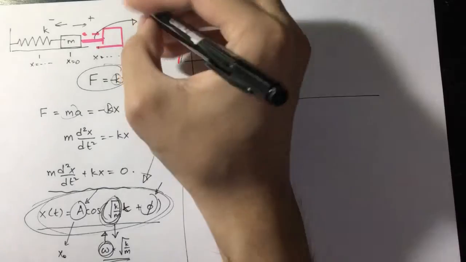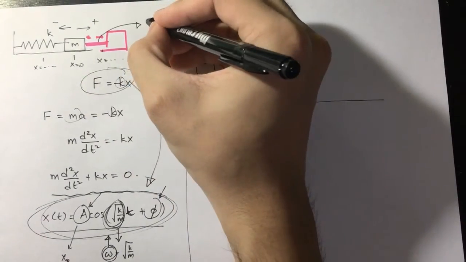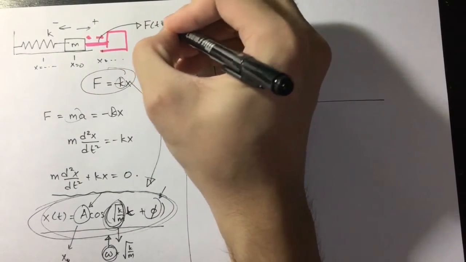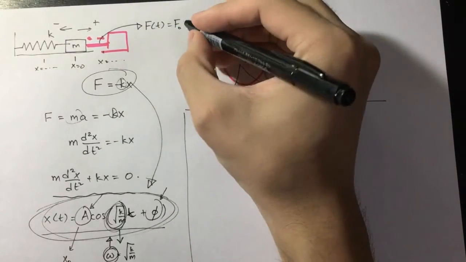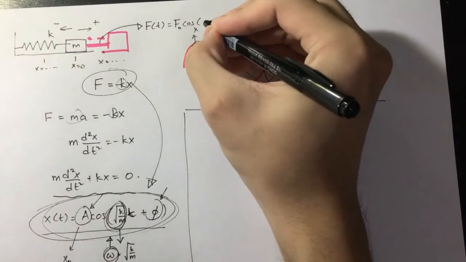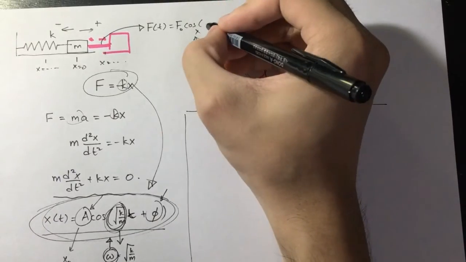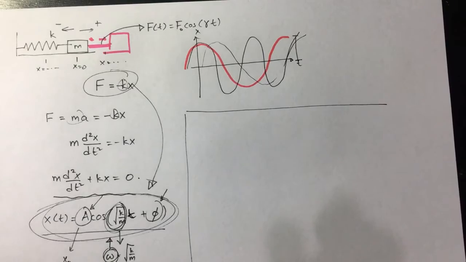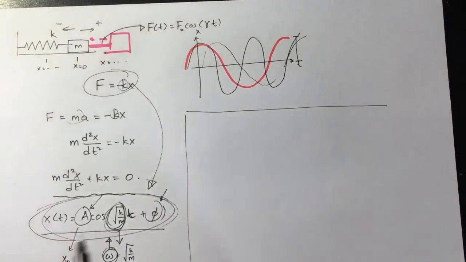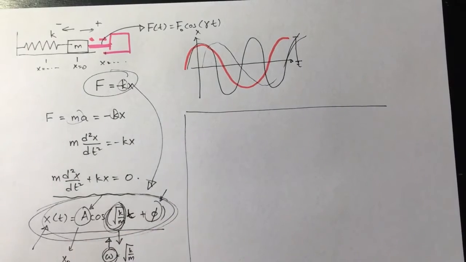And so we'll assume that the force here, as a function of time, will be equal to some amplitude force, some highest force, and cosine of some frequency, this term, multiplied by time, like that. So now we have an extra force acting upon the mass. The question is, what will x of t, this bit here, look like for this case?